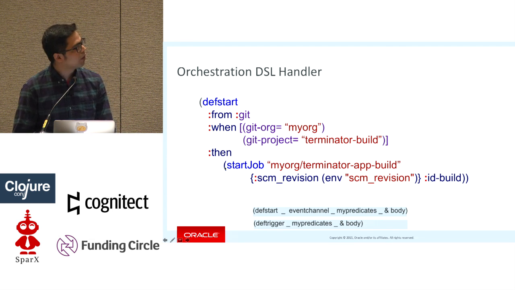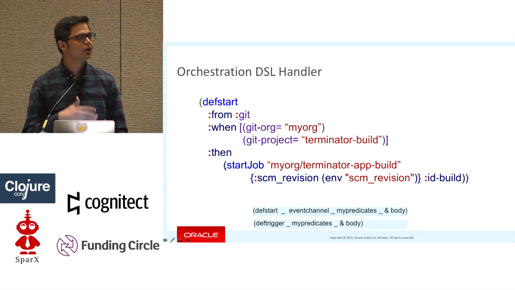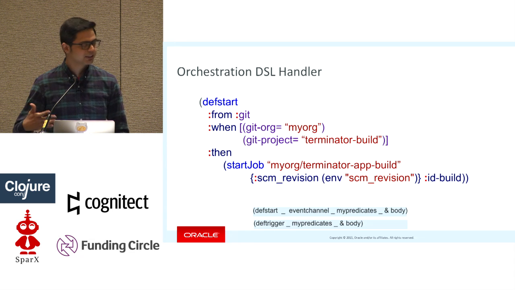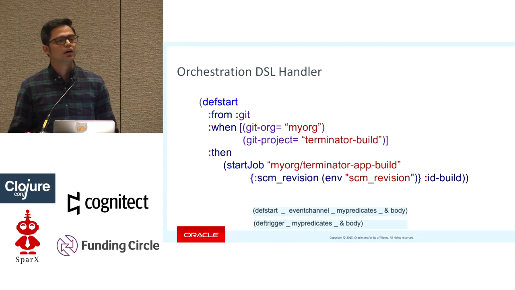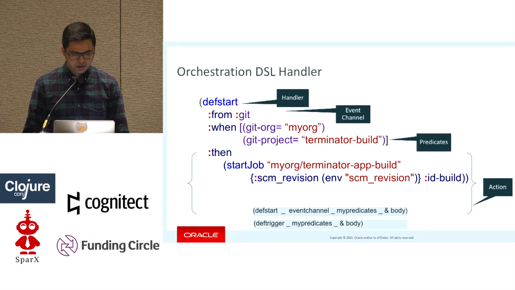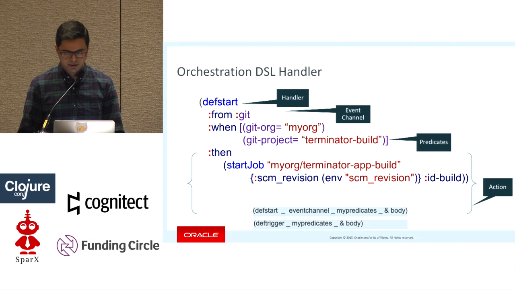This one just has one form here. Most of the action block is an implicit do block. So you can define multiple actions. You can trigger multiple jobs. You can dynamically trigger jobs as well, which I'll come to in a bit. But this is a very simple example where an SCM event comes in, you trigger the build CI job for that particular project. The key things to notice, which I'll show you here, is, just to reiterate, the handler is DefStart, the channel is the event channel, these are the predicates, and the action block is here, right?